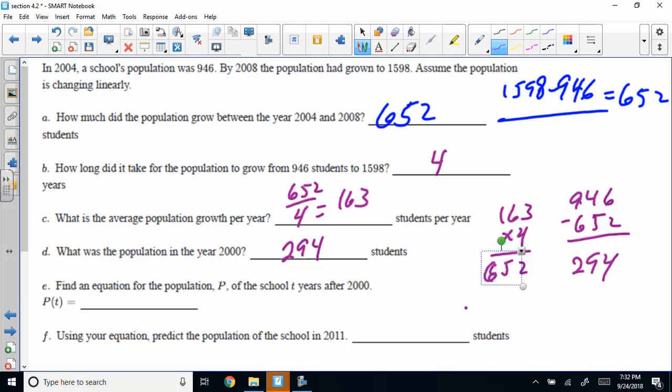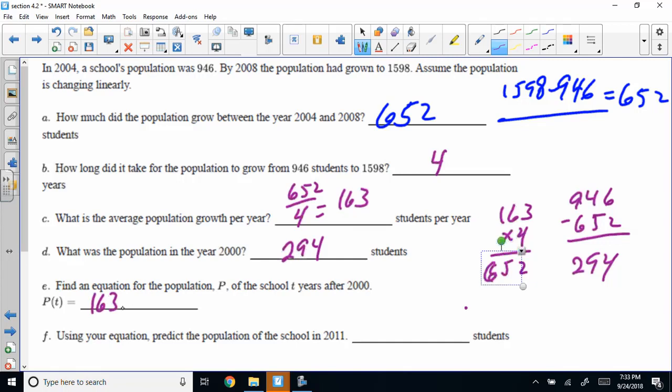Find an equation for the population P of the school T years after 2000. Well, folks, why did they have us find 2000? Read that question. Ladies and gentlemen, what was the population in 2000? That would be the y-intercept, would it not? That's exactly why they made us do that. So all they're doing is finding the change in x, change in y, the slope, and then finding the y-intercept. So that is P sub t equals what?